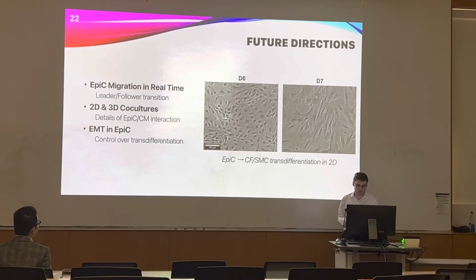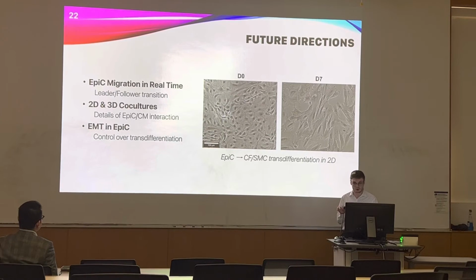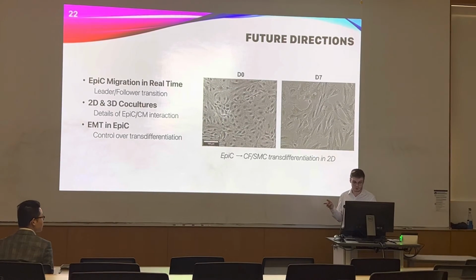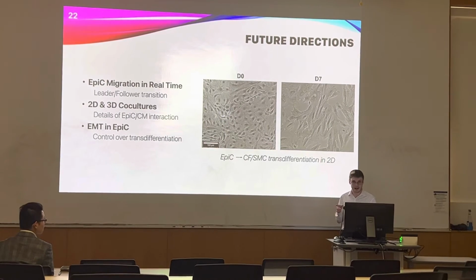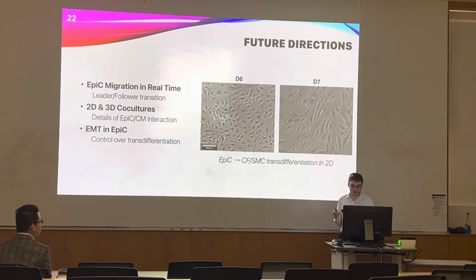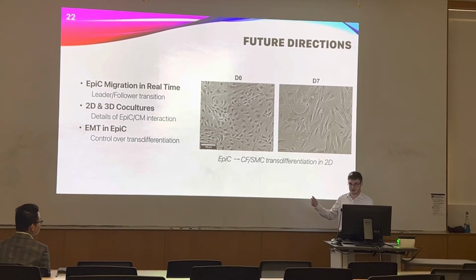In continuing studies, we're planning to explore EPIC migration in 2D more closely, hoping to see the leader-follower transition in real time. We'll also be performing more co-cultures, both in 3D as I showed here, and in a 2.5D format. And we're planning to expand on removal of TGF-beta inhibition to more direct control over transdifferentiation of EPICs. The figure shown here is a pilot study for that.